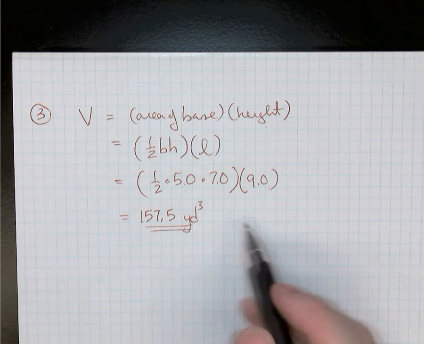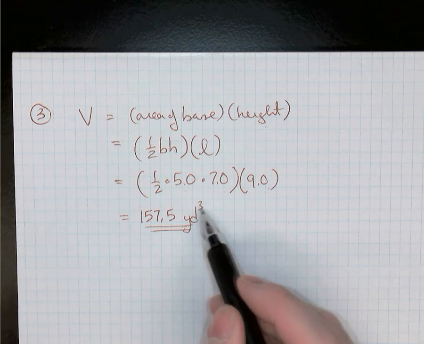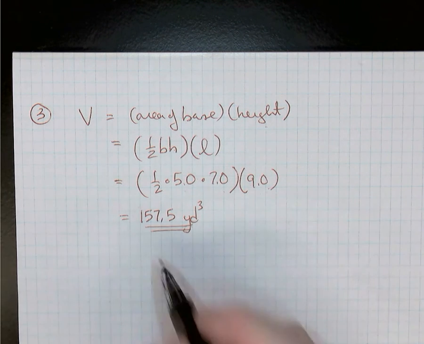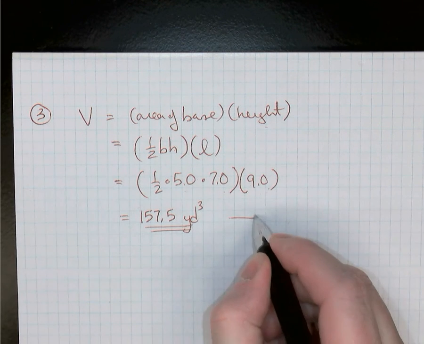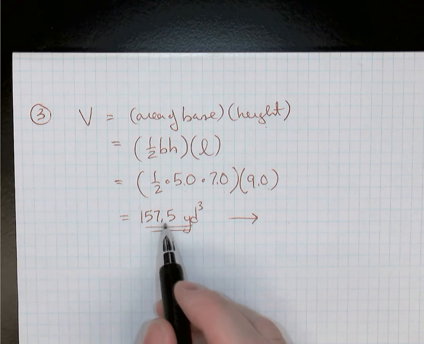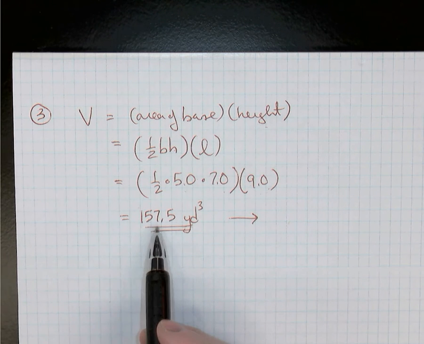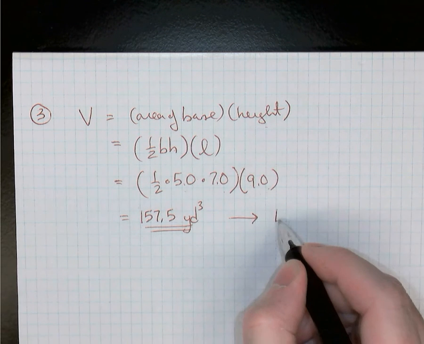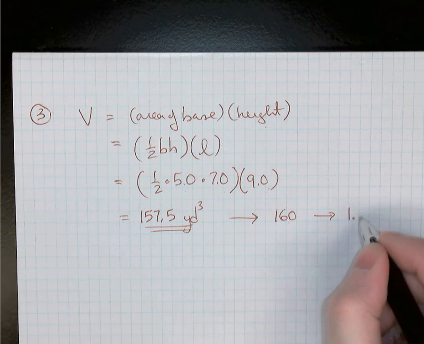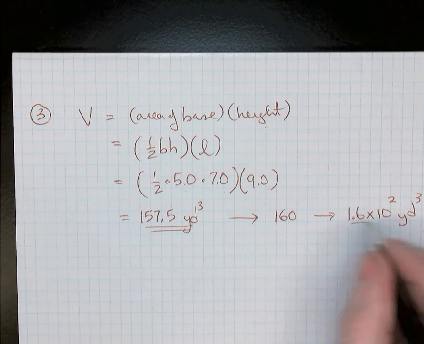Remember that volume can always be expressed as a distance unit, in this case yards, if it's cubed. So distance cubed is a volume unit. Now technically I should round that off to 2 digits, so if I wanted the volume expressed in cubic yards, instead of 157.5, if I can only keep 2 digits, I'd have to keep 160. And then to make it perfectly clear that it's 2 digits, I would switch it to scientific notation, 1.6 times 10 to the 2 cubic yards.